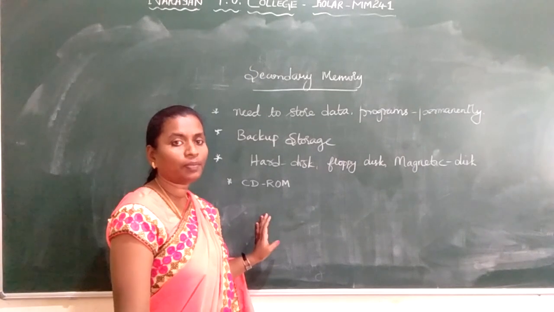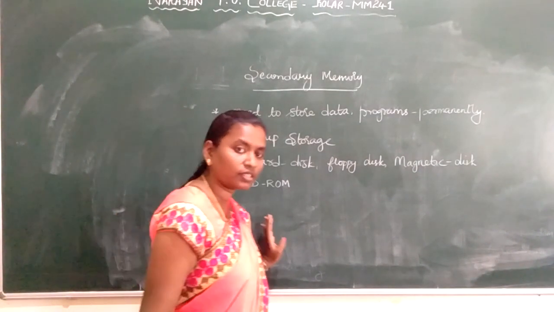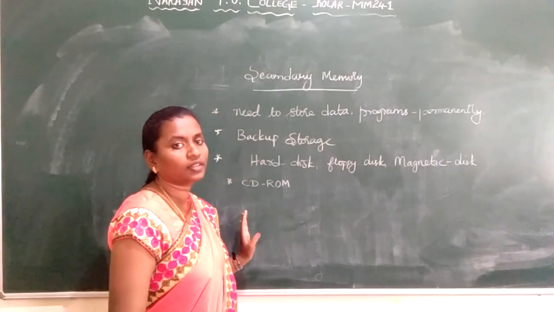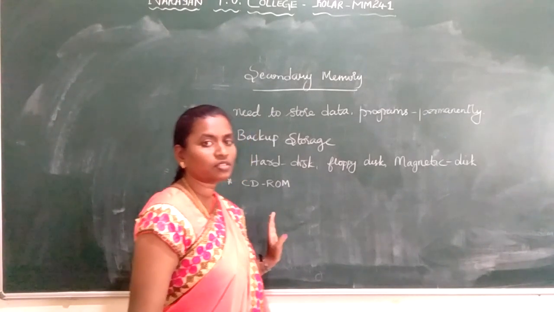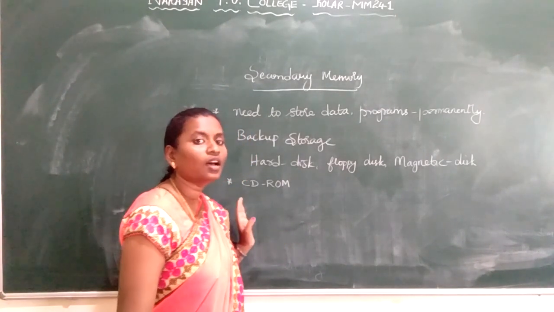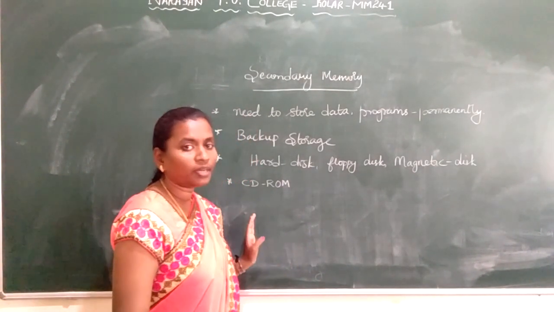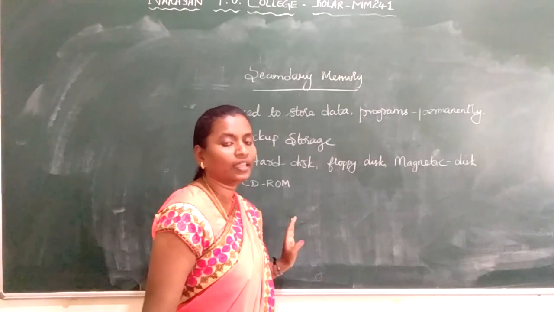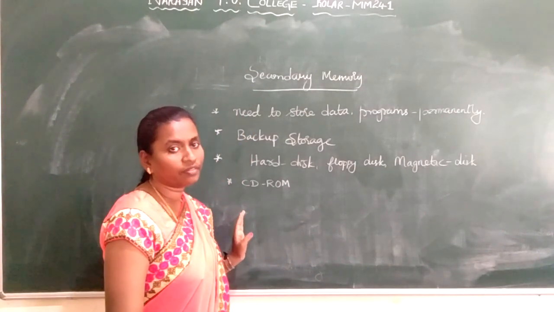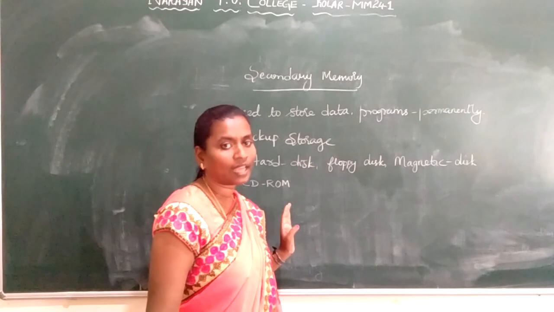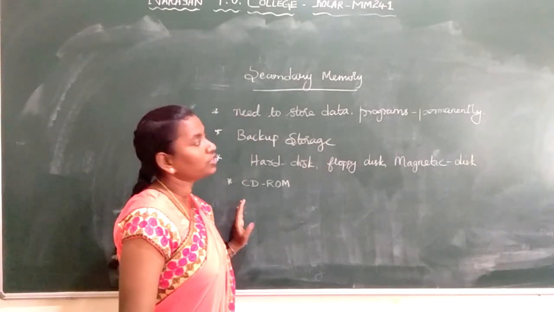We have discussed primary memory. In primary memory, we discussed ROM and RAM. I repeat, in primary memory, we discussed ROM and RAM. ROM is a non-volatile memory. It is permanent memory. RAM is volatile memory. It is a temporary memory, and we discussed the types of ROM and types of RAM. Now we will discuss secondary memory.